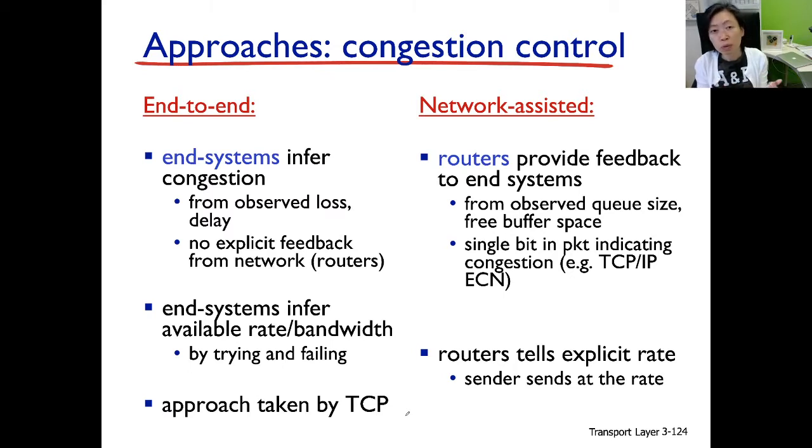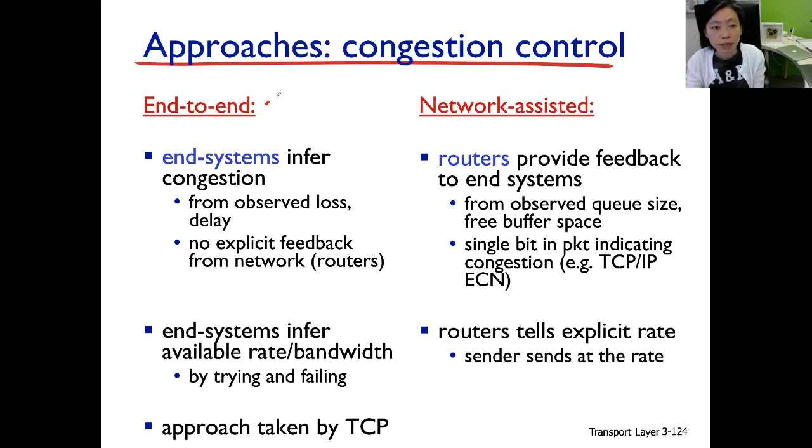And there are two major approaches allowing us to achieve those. First is called the end-to-end based approach. The other, the network-assisted approach. Now, from the name of it, you probably guessed. Yeah, end-to-end means the end systems are doing much of the work, detecting congestion and informing the traffic source to slow down. Network-assisted, on the other hand, asks the routers to do all this work instead.